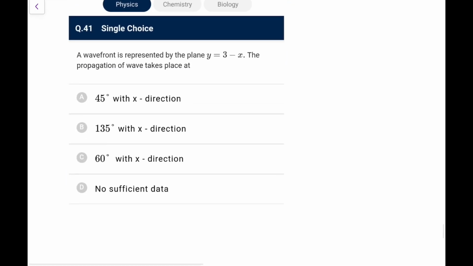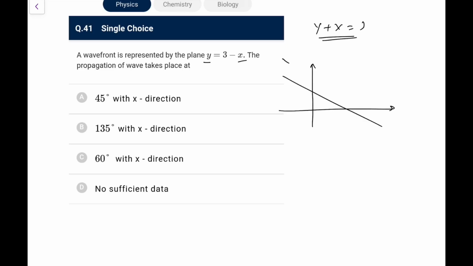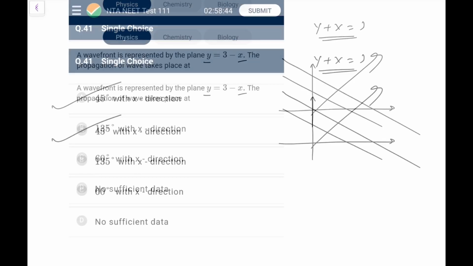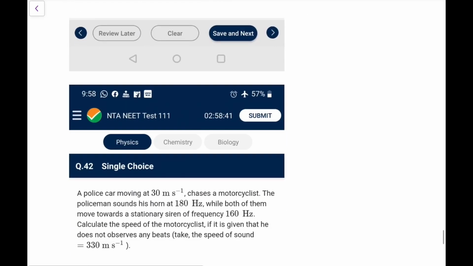A wavefront is represented by the plane y is equal to 3 minus x. The propagation of the wave takes place at, that means y and x, if you check, it would be y plus x equal to 3. This is the wavefront. Wavefront means that is a normal. Y plus x equal to 3 would be something like this. So if these are the wavefronts, that means the light is going like this, that is 45 degrees with the x direction. That would be the option most appropriate here. So go for the next one.